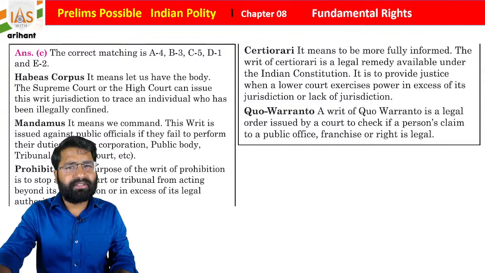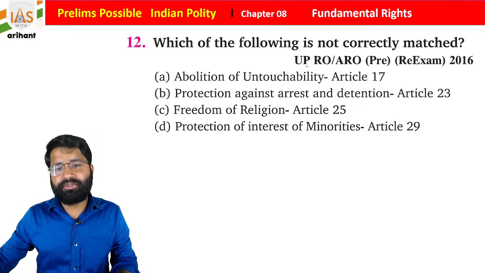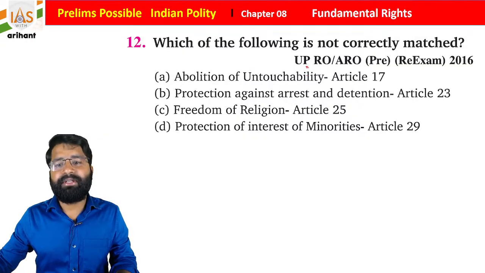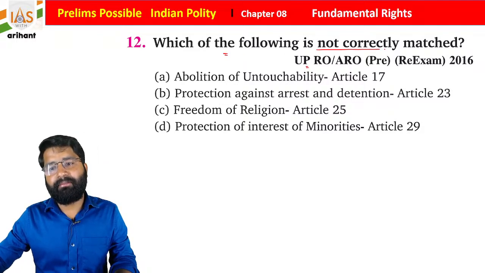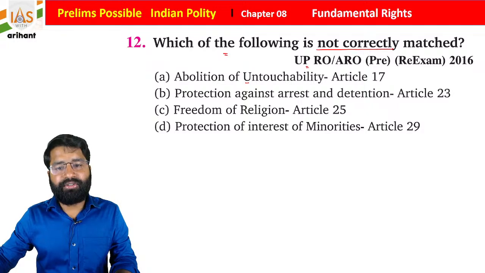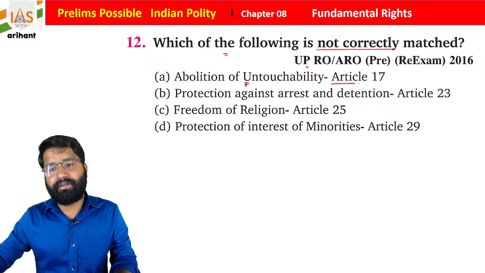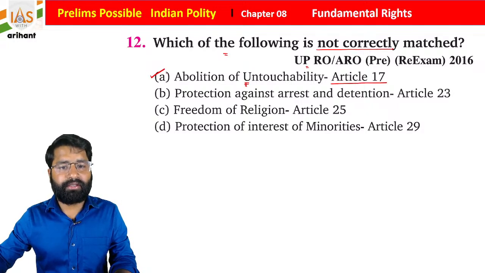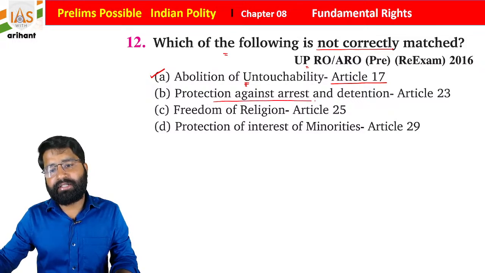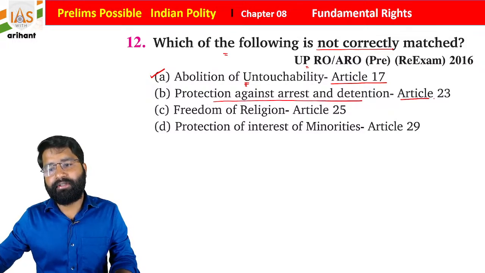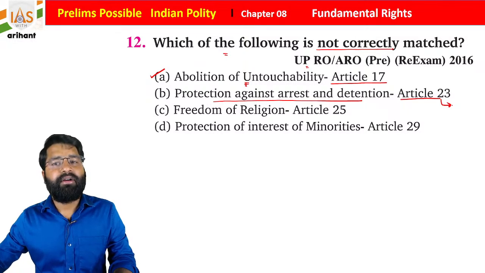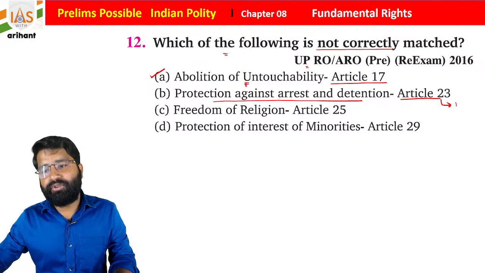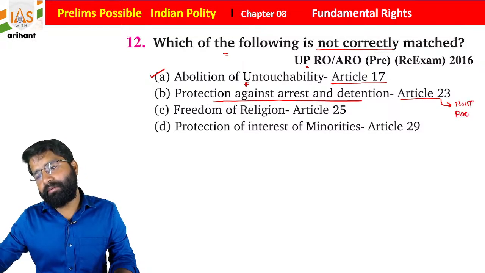So we already discussed the same. Now see the question. It was in the UPPSC, UP RO and ARO examination. Which of the following is not correctly matched? Abolition of untouchability under Article 17 of the Indian Constitution, it is correct. Protection against arrest and detention under Article 23. As you know, students, under Article 23 it is mentioned that there is no human trafficking and forced labor.